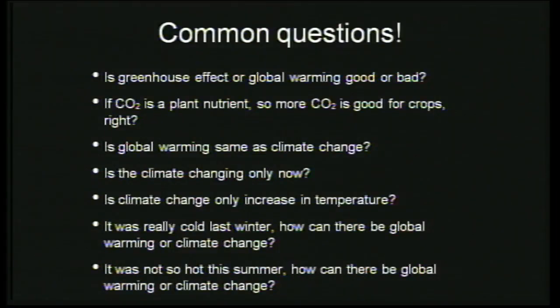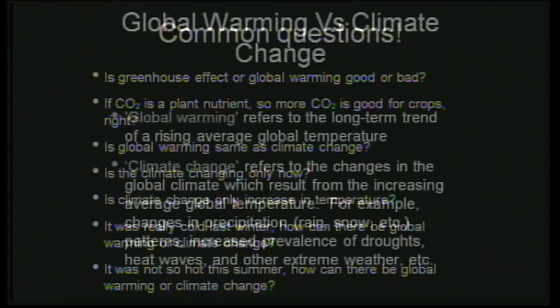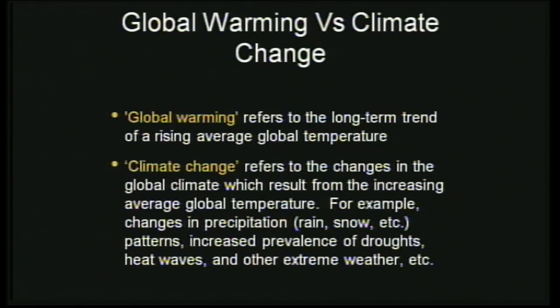Okay, so coming back to that question, now that we have understood the greenhouse effect and how it is causing global warming, let's turn to climate change. Let me take them to this definition straight away, since we don't have so much time. So what is global warming? Global warming refers to the long-term trend of a rising average global temperature. Whereas climate change refers to the changes in the global climate which result from the increasing average global temperature.